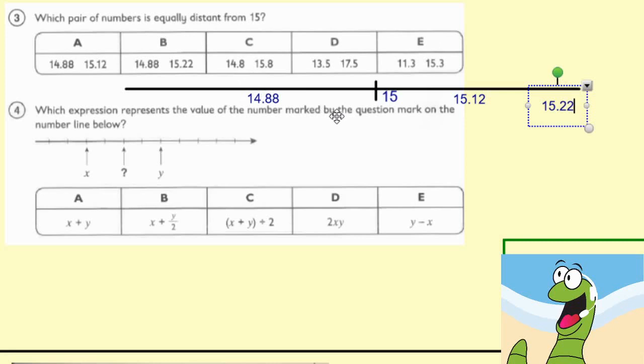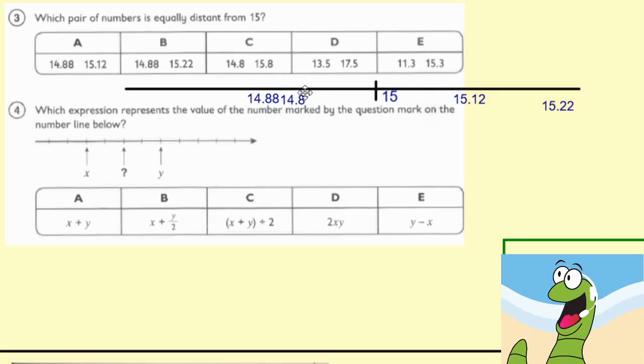So it says which ones are equidistant. Okay, so a quick look, and we are going to put in 15.8, 14.8, okay, and 15.8, so is 8 bigger or smaller, 0.88, is that smaller or bigger than 14.8?